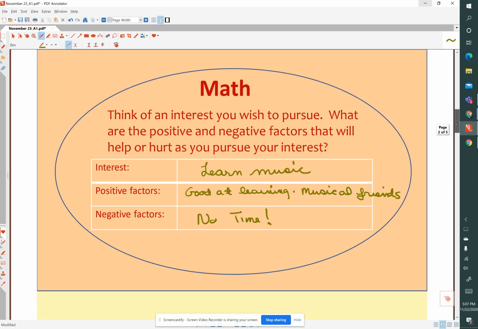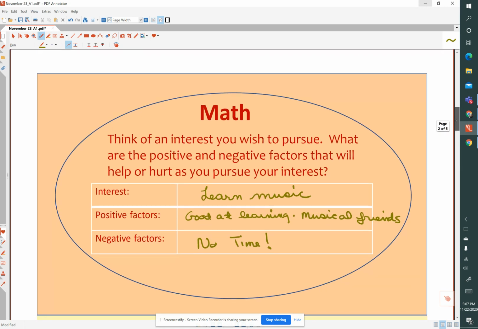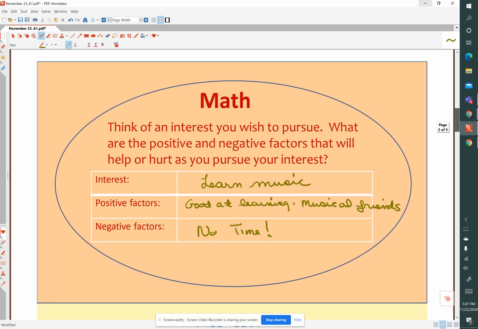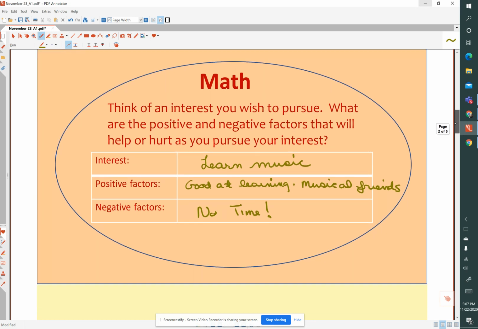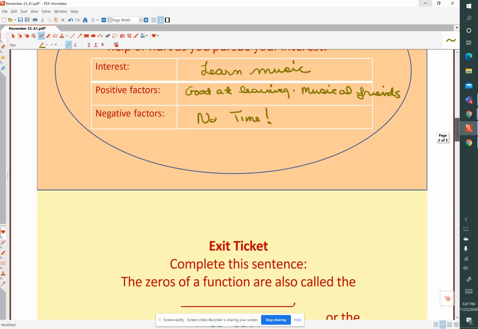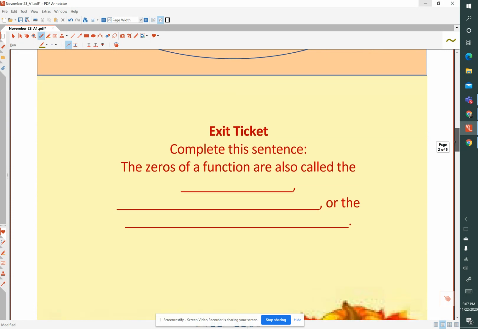But I want you to think of an interest that you wish to pursue, whether it's getting better at math or learning how to dance or something else, maybe a sport or a game. So this is our exit ticket. We'll come back to it later.